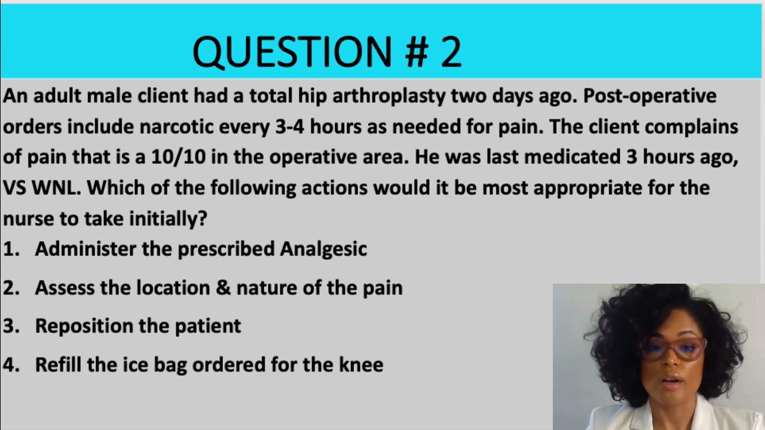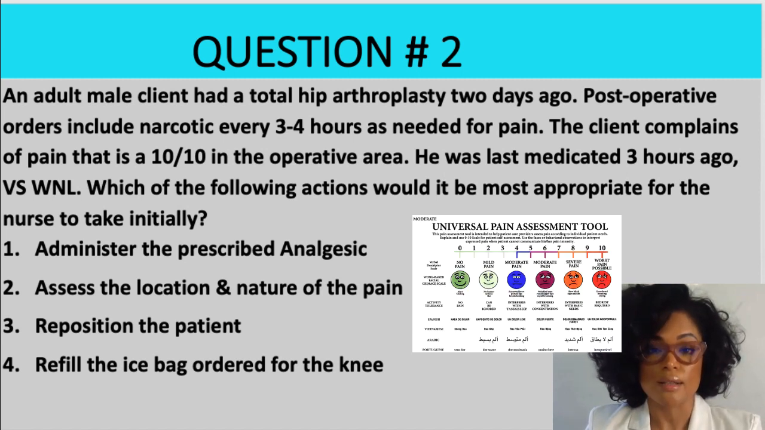So let's look at 1, administer the prescribed analgesic. So I ask myself, do I have enough information that will allow me to make an informed decision as to providing the patient this pain medicine? I have all the components needed for my pain assessment, so I'm going to keep this answer and I'm going to analyze the rest. Assess the location and nature of the pain. Do I have this information? I do. It says that it hurts in the operative area and that the patient's a 10 out of 10.